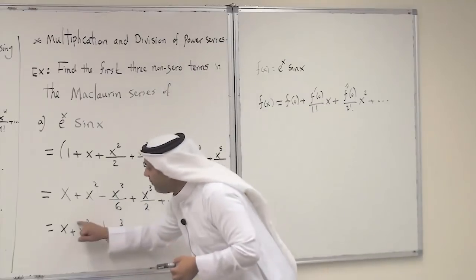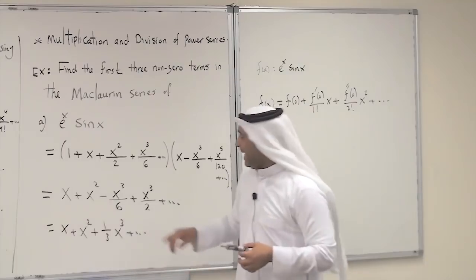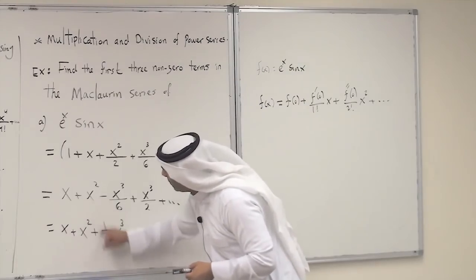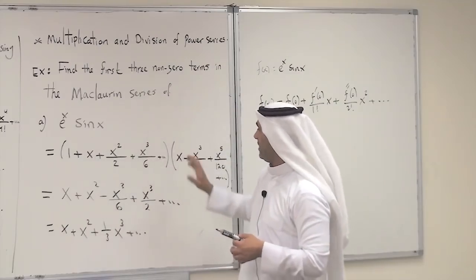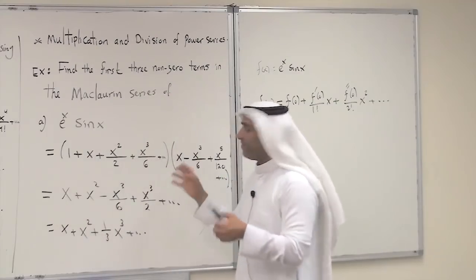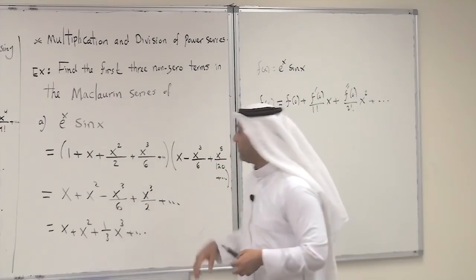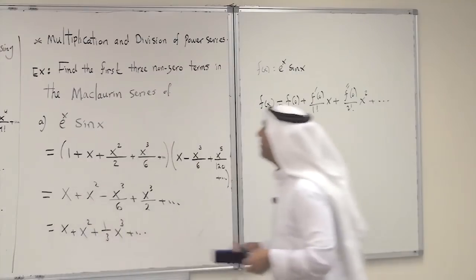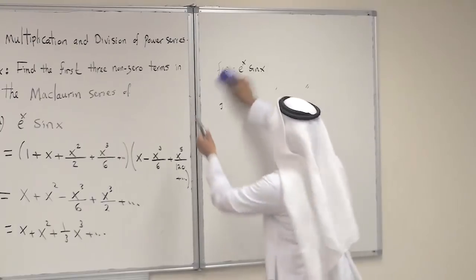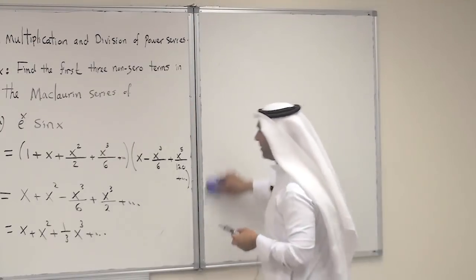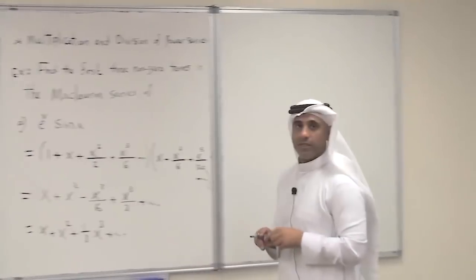So it seems that the second derivative divided by 2 factorial will be equal to 1. The third derivative divided by 3 factorial will be 1 over 3, and so on. So this is the idea of multiplying 2 power series. You just multiply, combine similar terms together, and you get what we call the few terms of the Maclaurin series. Okay, the second part about this idea, which is multiplication and division, is how to perform division of power series.